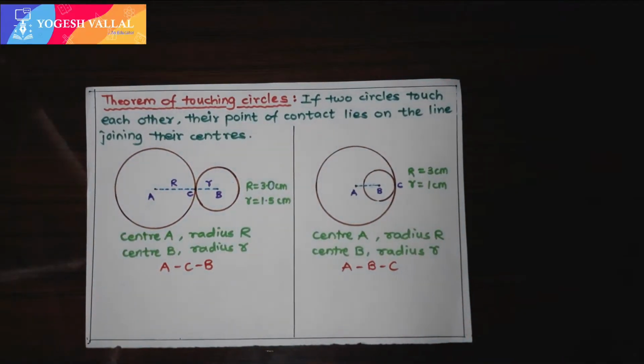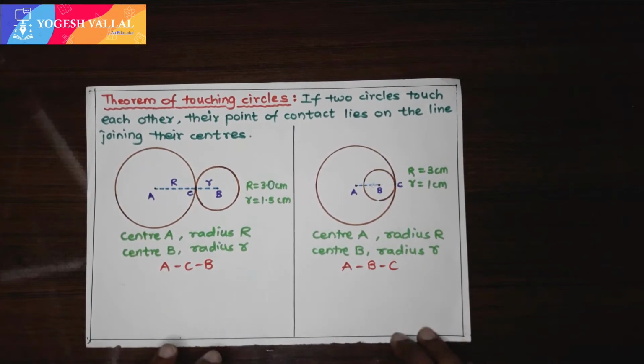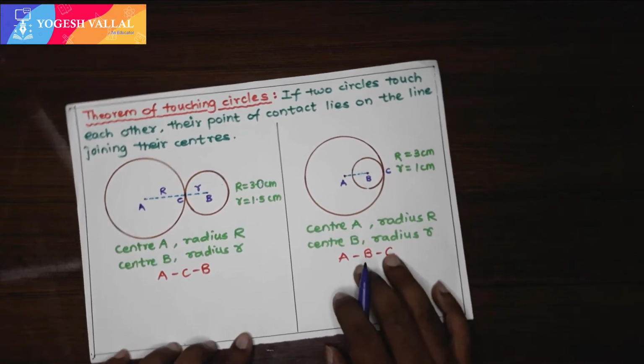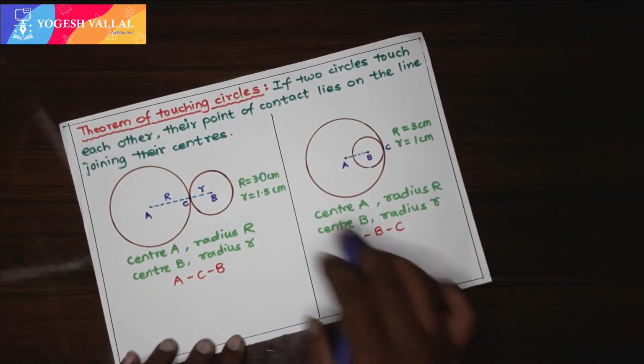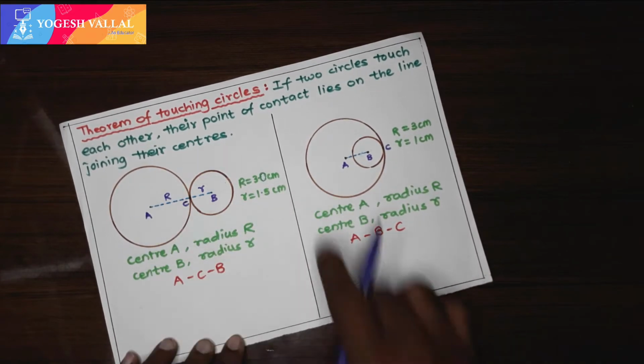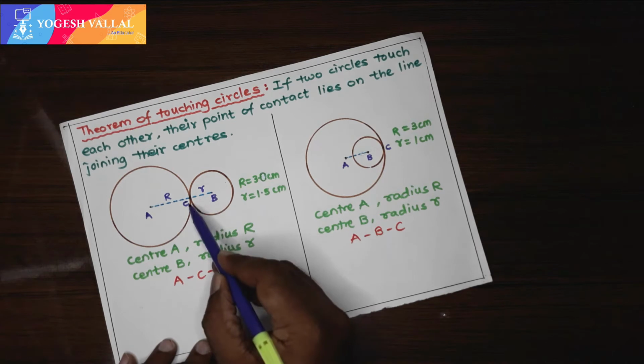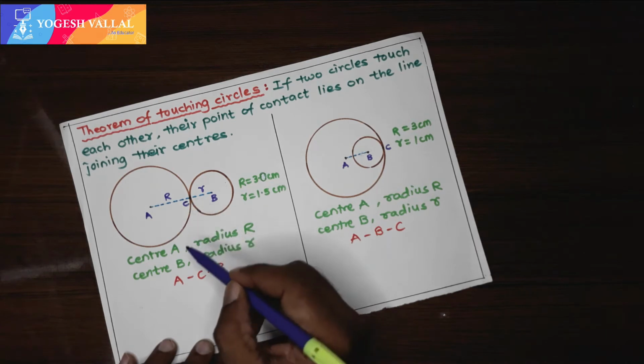So friends, the concept of touching circles is quite clear to you, I hope so. Now, friends, let's see the theorem of touching circles. It is given on page number 57. If two circles touch each other, their point of contact lies on the line joining their centers. As we have seen with an activity, their centers and their point of contact are collinear.